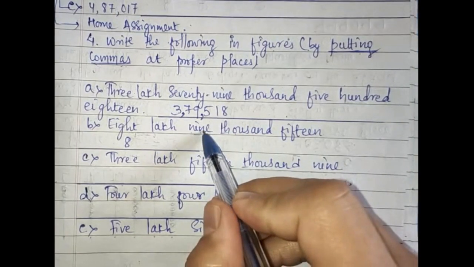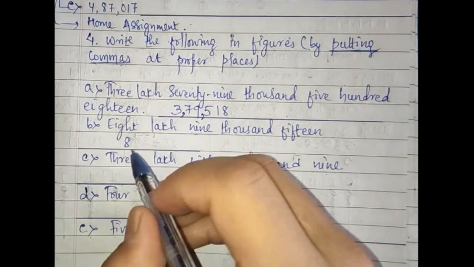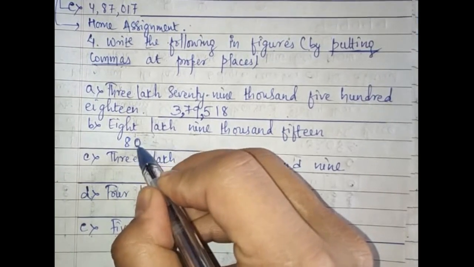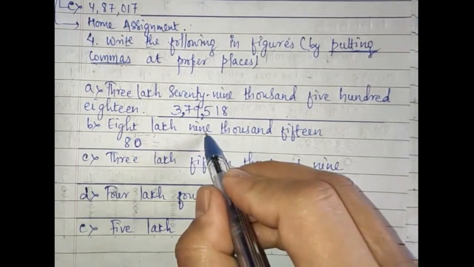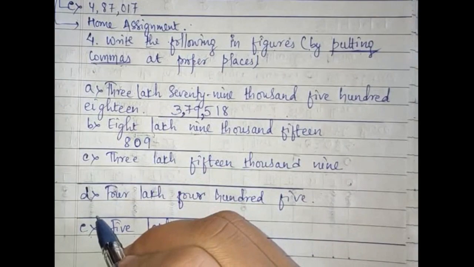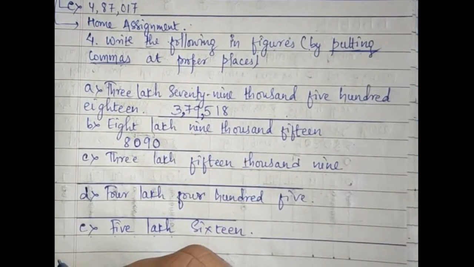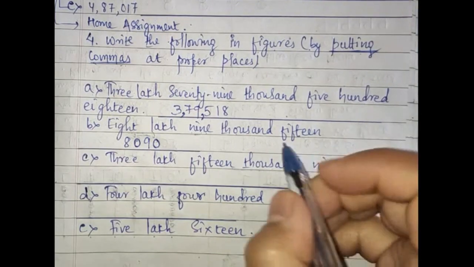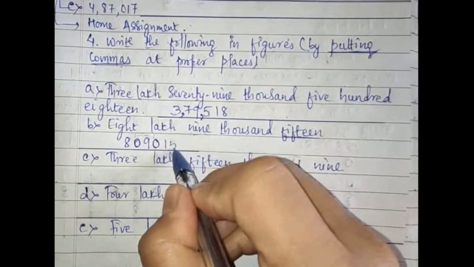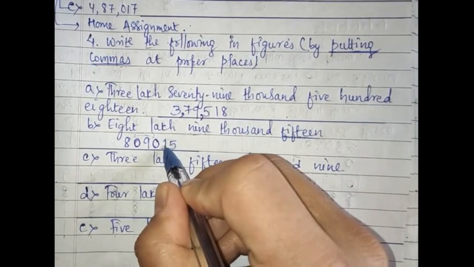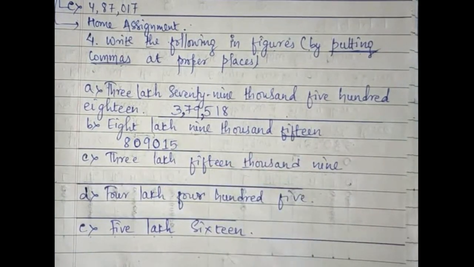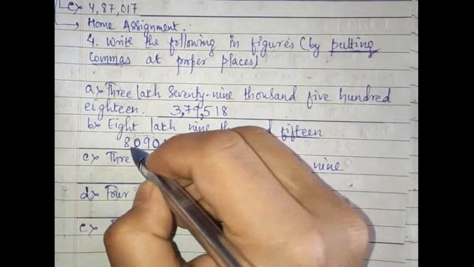So this indicates that in the 10,000 position, it is 0. Okay, and it is 9,000, so 9,000, and it is 15. That means in the hundreds position also it is 0. Directly 15 is written, so 1, 5. 15 means 1 in the tens position and 5 in the ones position. So in this condition, where to put the comma, you already know.